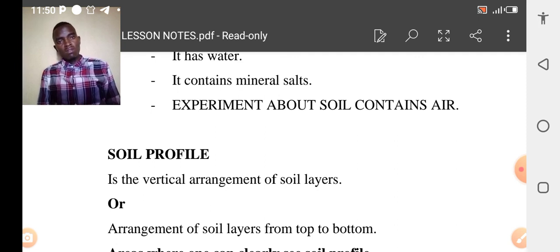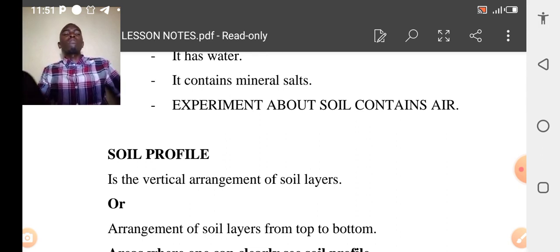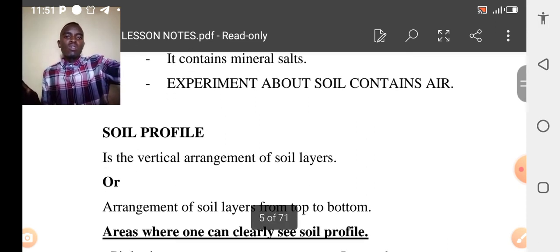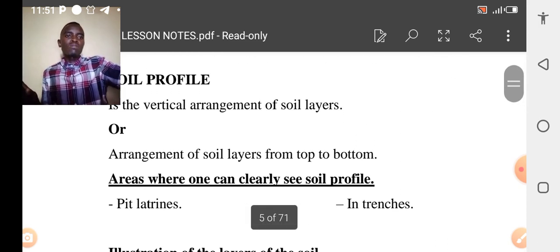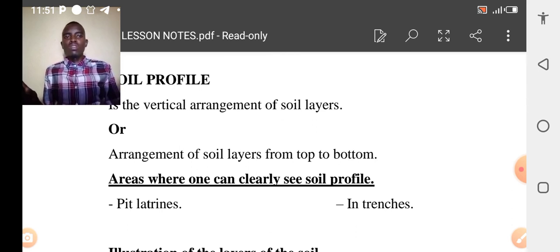Soil profile is the vertical arrangement of soil layers. It is how sand soil, loam soil, and clay soil are arranged vertically. That is the meaning of soil profile: the arrangement of soil layers from top to the bottom.